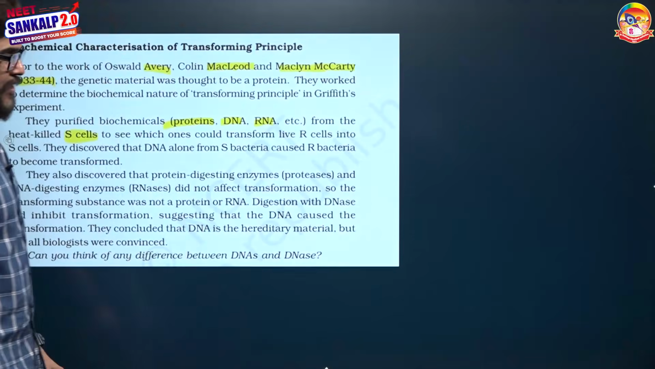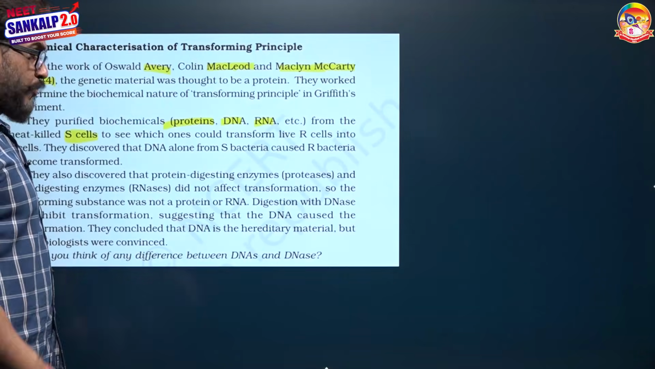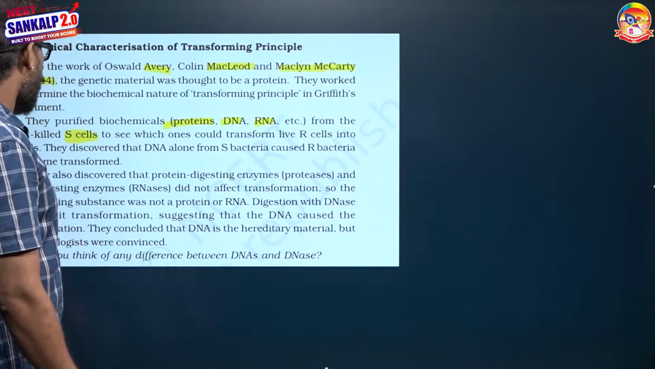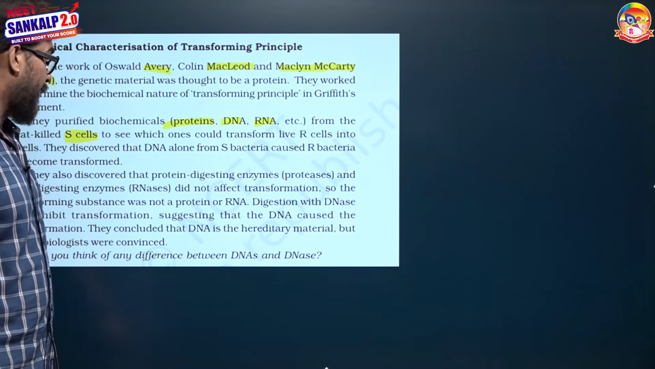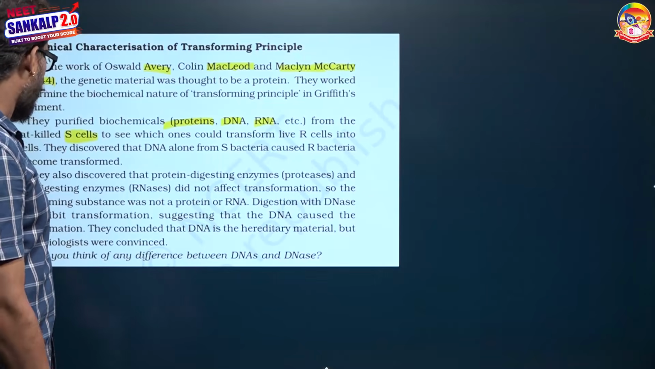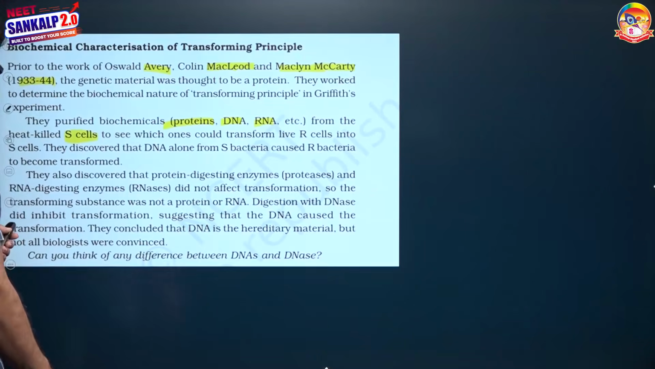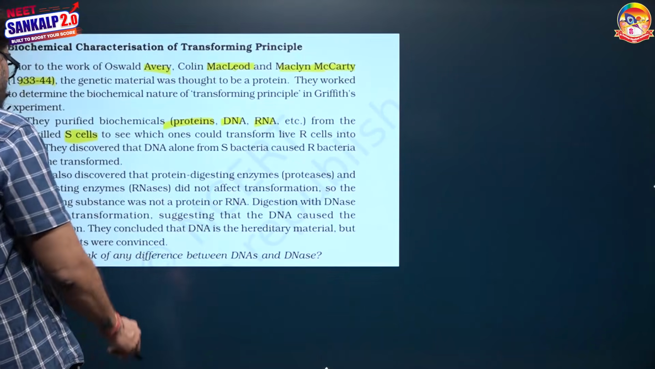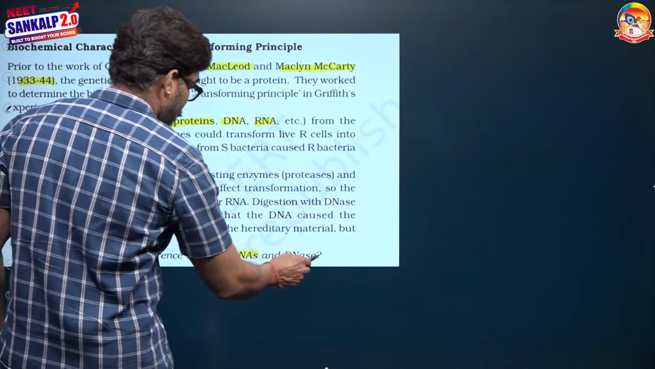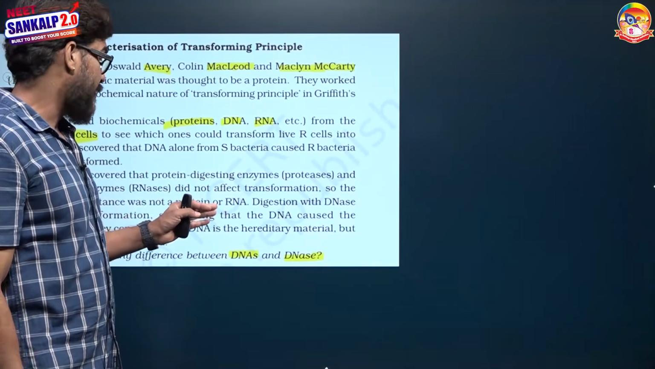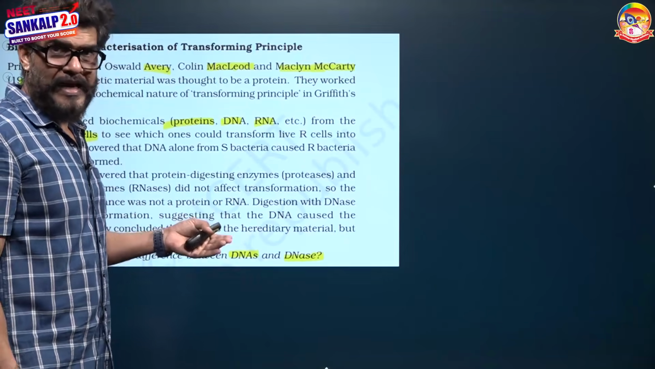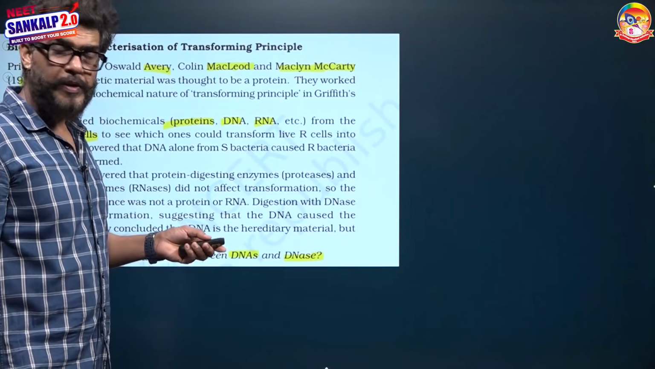But because of certain limitations and the way these results were published, the result was not thought to be convincing, so we had to wait. Here they are asking what's the difference between DNA and DNase. DNA means polynucleotide and DNase means enzyme. It means polypeptide.